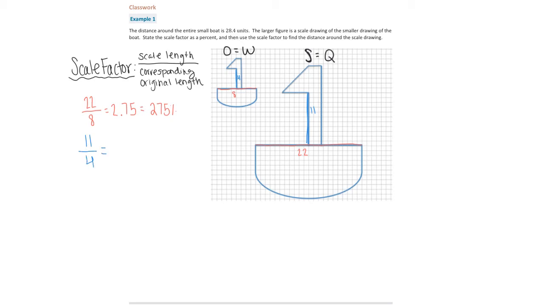Go ahead and with your calculator again calculate 11 divided by 4. Okay, and we would have got 2.75 again, which is perfect. That's what we want. And then we're going to write it as a percent, and again, it's going to give us 275%. Now we know that the scale factor from the small boat to the large boat is 275%.